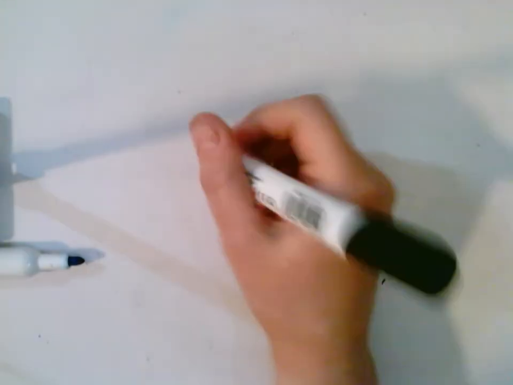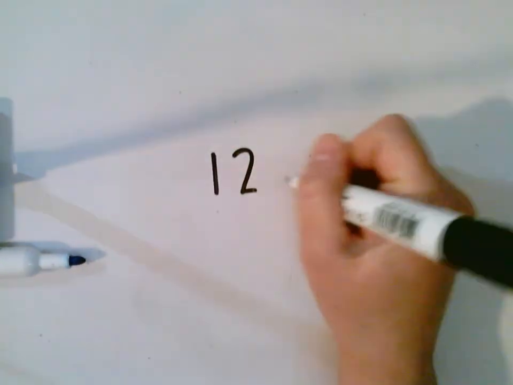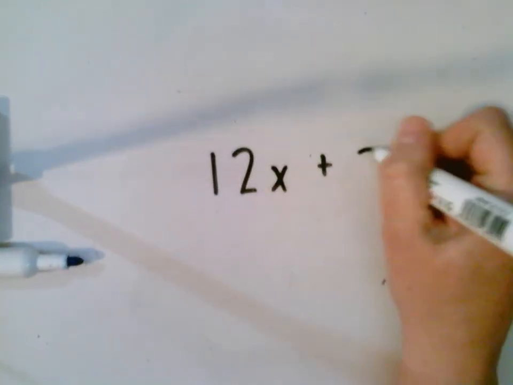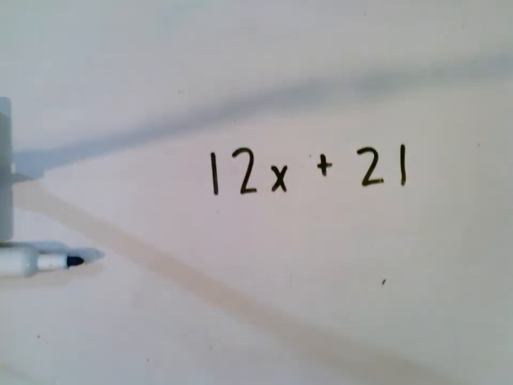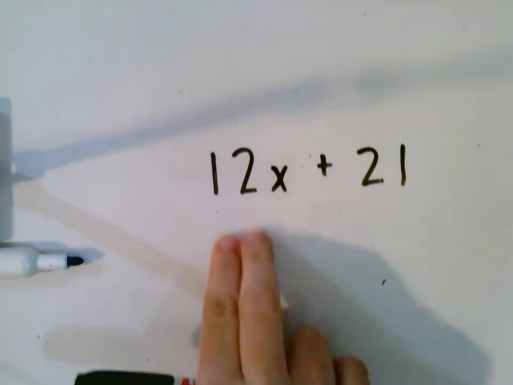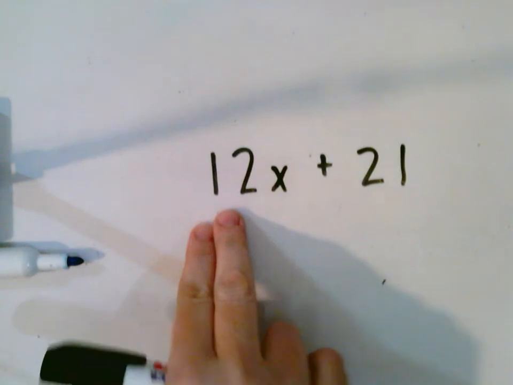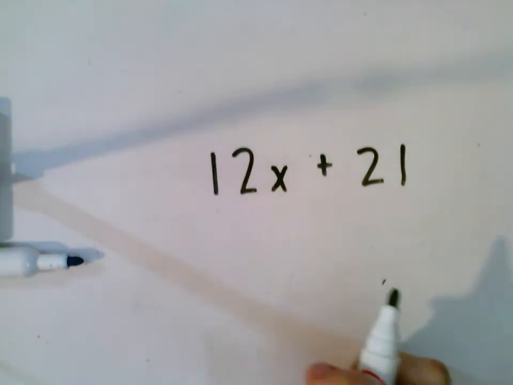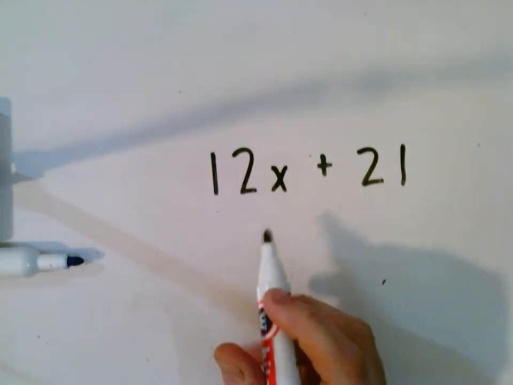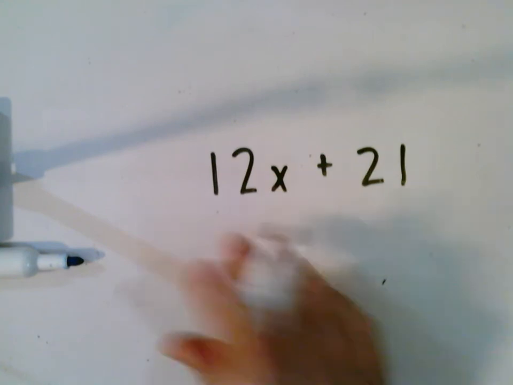How about 12x plus 21? 12x plus 21. All right, 12 and 21 are not factors. Neither one of them is a factor of each other. So I need to find my greatest common factor for these two. So let's think about one of them. Let's think about 12.